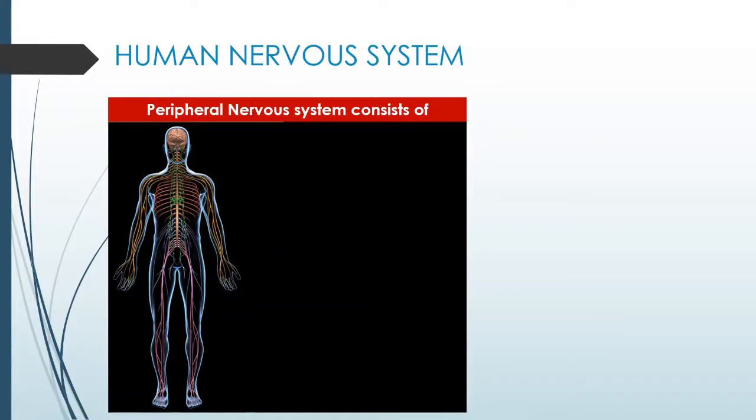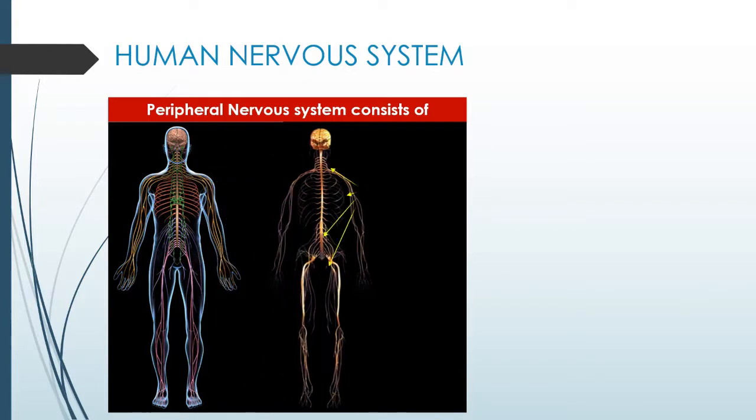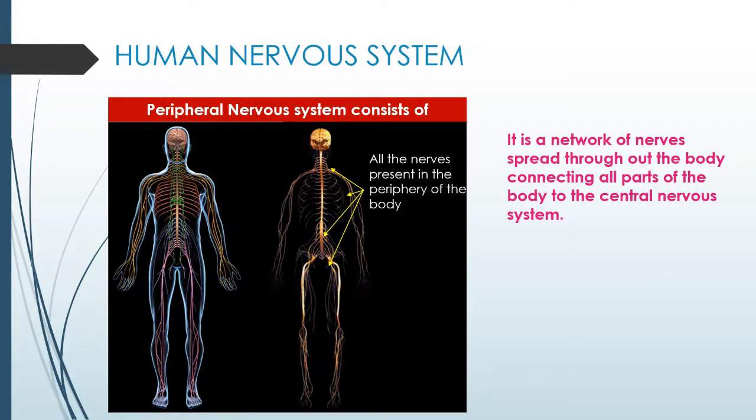The second one is the peripheral nervous system, which consists of the nerves. Whatever you can see here, all these parts are the nerves of your body, and the peripheral nervous system consists of these nerves. It is a network of nerves spread throughout the body, connecting all parts of the body to the central nervous system, that is your brain and the spinal cord.